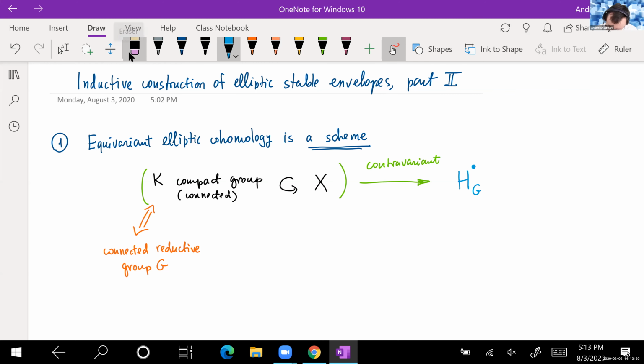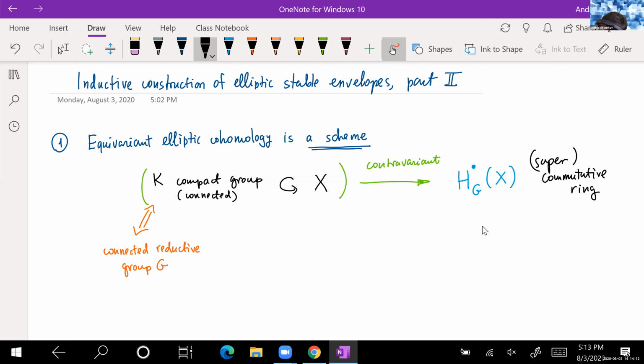I will allow myself this liberty: I will forget the compact group and write G. You should really think of the corresponding compact group, since otherwise things get just too complicated. So this is that, and that is a supercommutative ring.